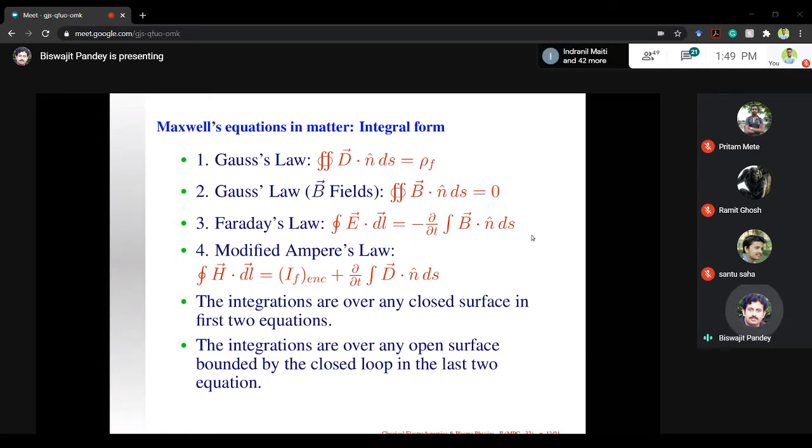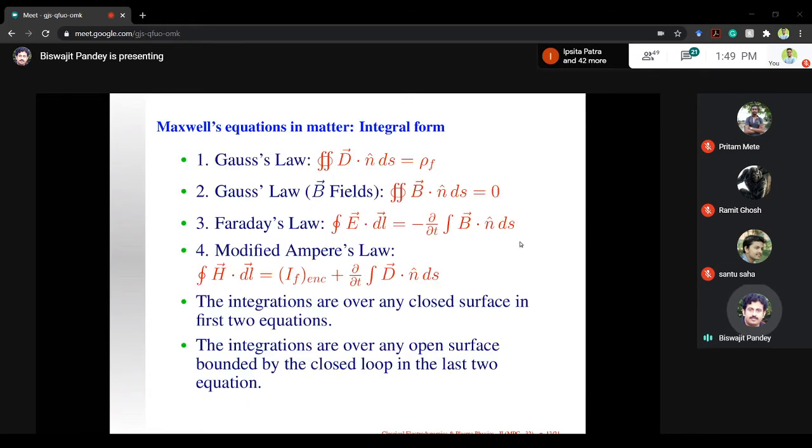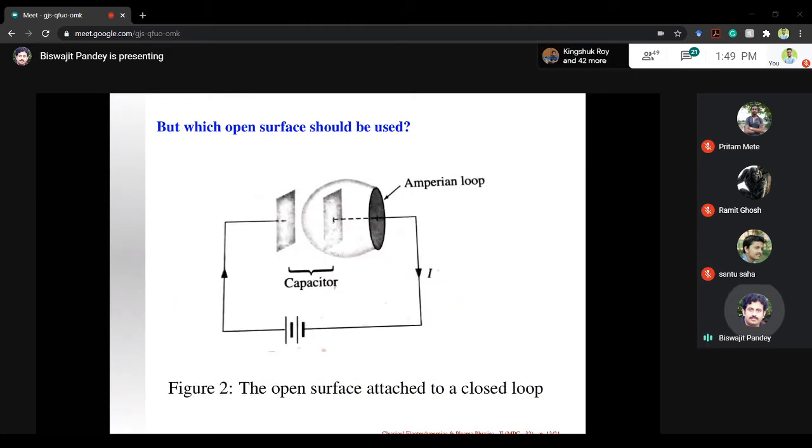So this is the important thing, because once this ambiguity about the surface becomes clear, you can understand the displacement current term. This is the reason why Ampere missed the displacement current term. Look at this example, which I have taken from Griffiths' book. You see this is a plane parallel capacitor. Two plates are there, connected to some source. It can be an AC source as well. The current is flowing, and there is empty space here.